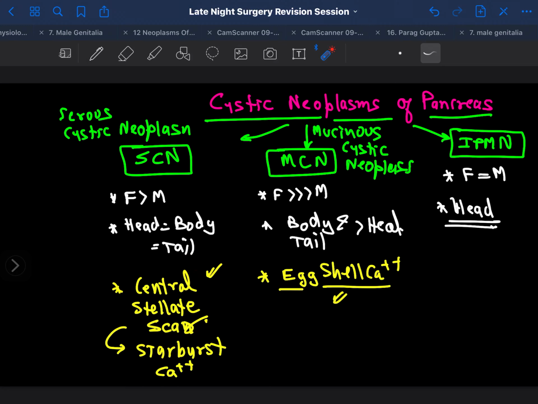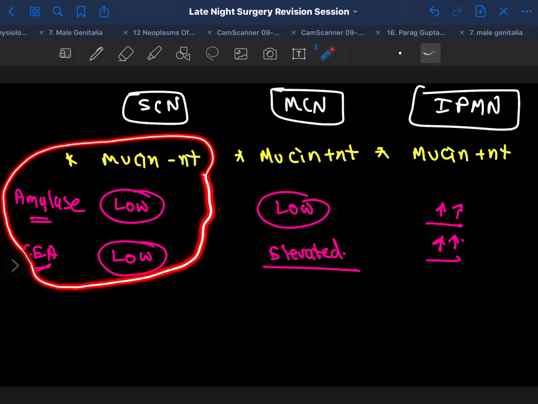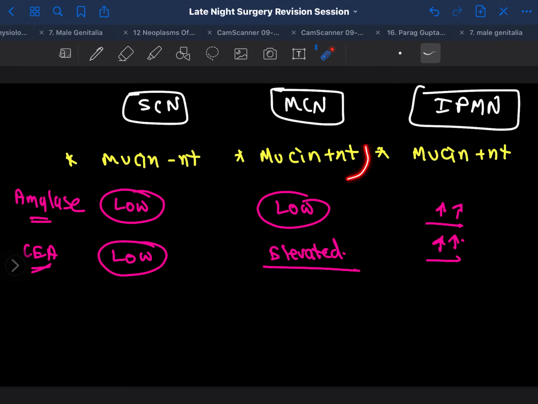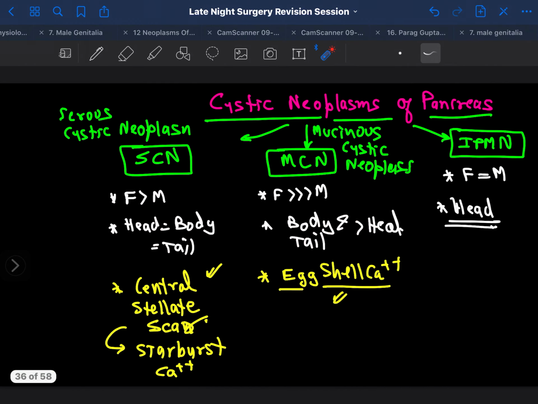Then we have a central stellate scar, which is characteristically present in the serous cystic neoplasm. And then you have an eggshell calcification, which is characteristically present in your mucinous cystic neoplasm. Then this is the main thing on which the MCQs are asked. So mucin negative, amylase low, CEA low, the diagnosis is serous cystic neoplasm. Mucin present, amylase low, and CEA elevated, this is your mucinous cystic neoplasm. And in the IPMN, obviously the mucin is present, and the amylase and the CEA are both elevated. Okay, so this is how you will basically diagnose any patient with cystic neoplasms of the pancreas.